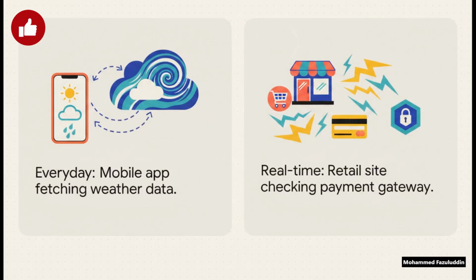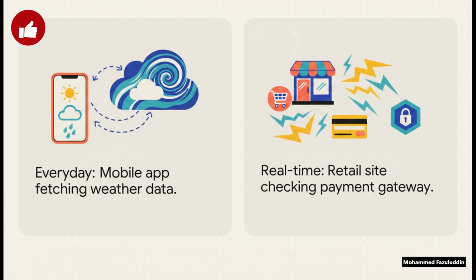And what's wild is how this method scales across vastly different necessities. On the everyday side of things, you've got your standard mobile app sending a REST request to pull down today's weather forecast. Pretty simple and straightforward, right? But it also handles absolutely mission-critical real-time scenarios. Think about a retail site that needs to instantly query a payment gateway to verify a transaction before confirming your big order. It's literally the exact same underlying method, scaling all the way from a casual weather query to absolute mission-critical operations.